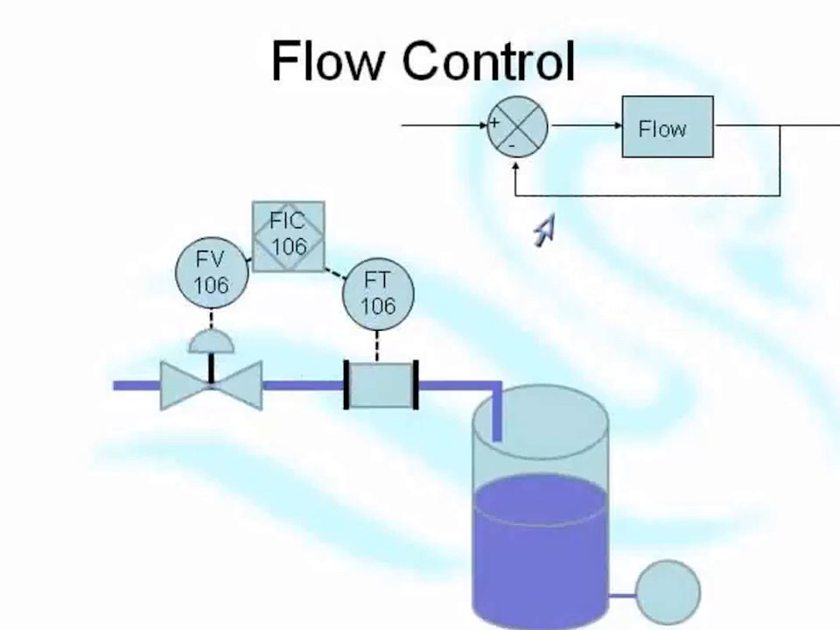So that's flow control. Those of you that have done tuning on this type of flow control will know that what characterizes a flow loop is that it is very fast. Very, very fast acting. As soon as you change that valve, the flow changes, to the extent where it's very, very difficult to tune using open loop bumps. So that's a flow loop, a very fast acting loop.